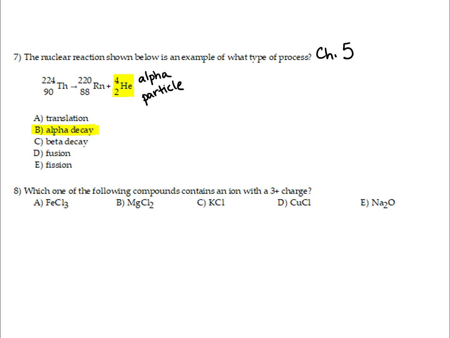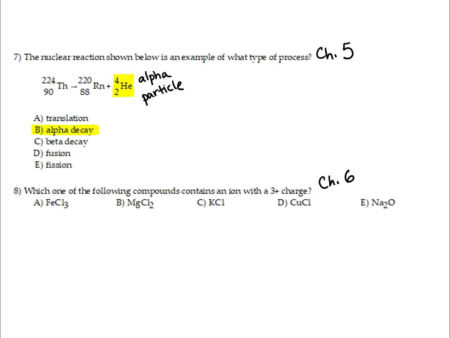Which one of the following compounds contains an ion with a 3+ charge? This is from chapter 6, where we covered ionic compounds and molecular compounds. We did naming, we did ions, we did all kinds of things, polarity, VSEPR theory, so the shapes of different molecules. We did Lewis structures, so that was a pretty big chapter. You'll definitely want to revisit that one.